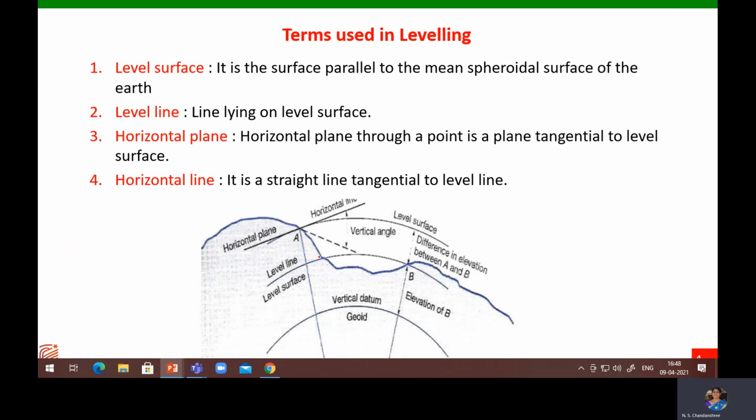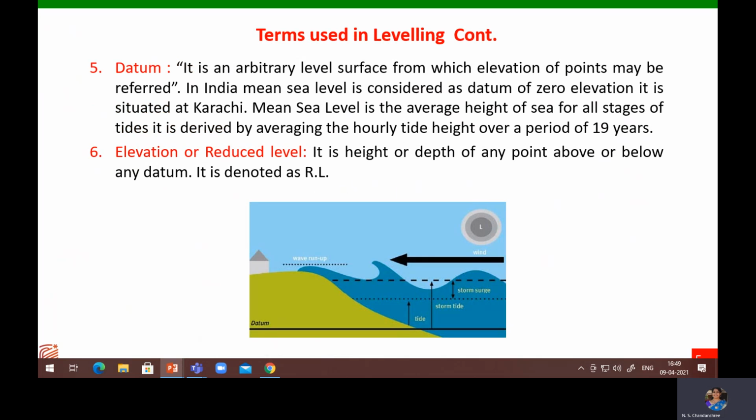Next is level line. The level line is the line lying on the level surface. Horizontal plane: the horizontal plane through a point is a plane tangential to the level surface. This is the horizontal plane. Horizontal line is a straight line tangential to the level line. So for this level line, if you draw a tangent like this, this becomes the horizontal line.